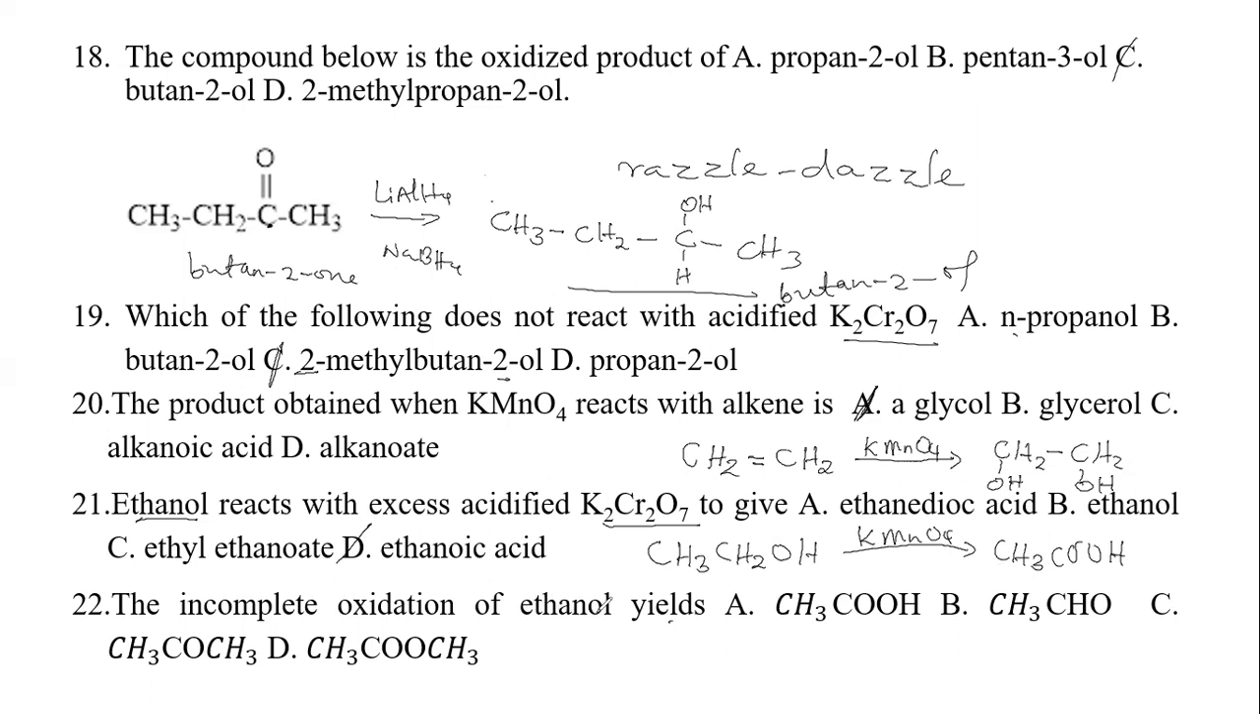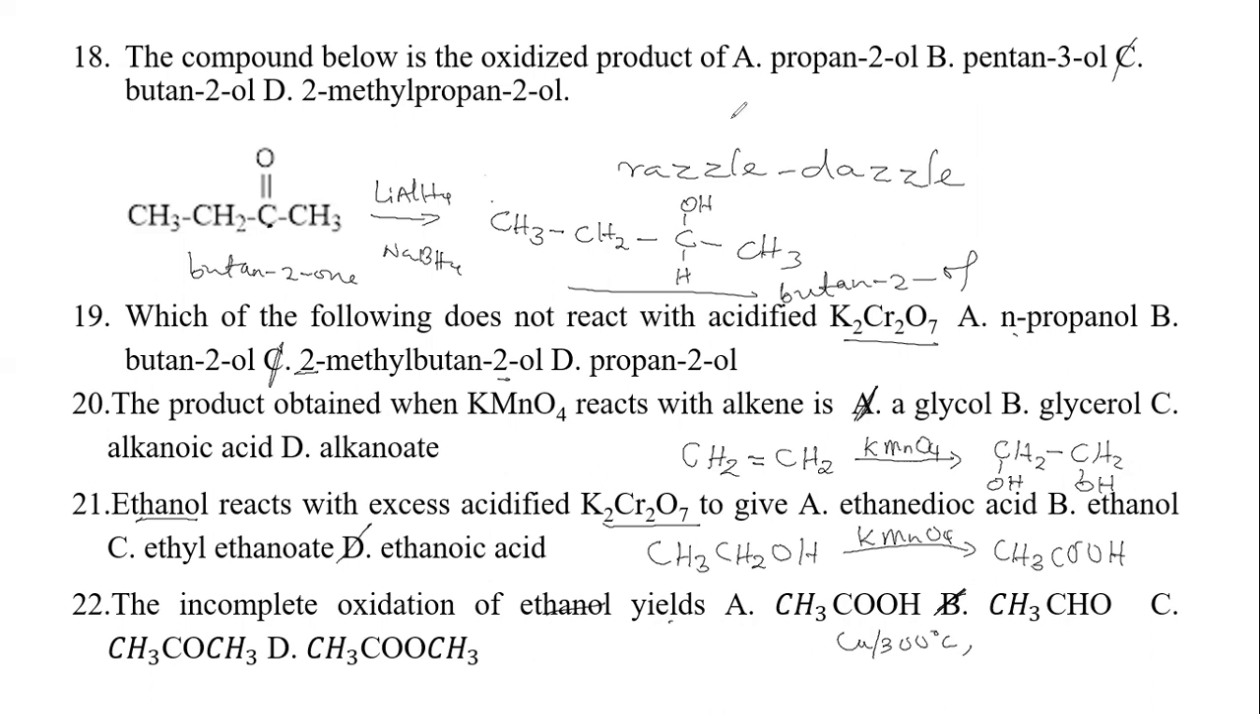The incomplete oxidation of ethanol. So if you are using a mild oxidizing agent such as copper in the presence of heat, or pyridinium chlorochromate, those ones will be mild oxidizing agents. And so the incomplete oxidation of ethanol will give ethanal. That is option B. Option B.